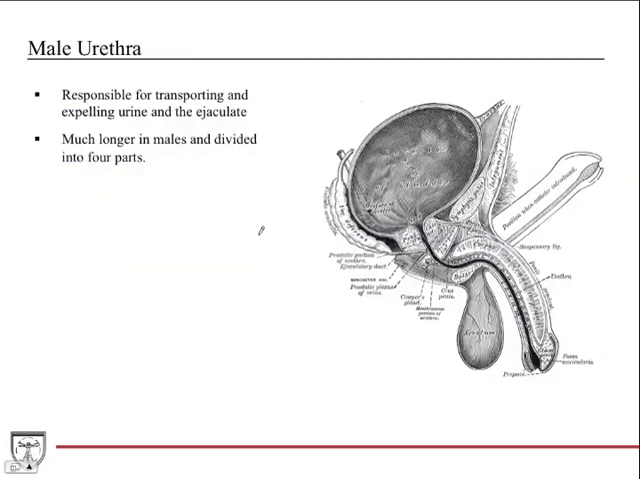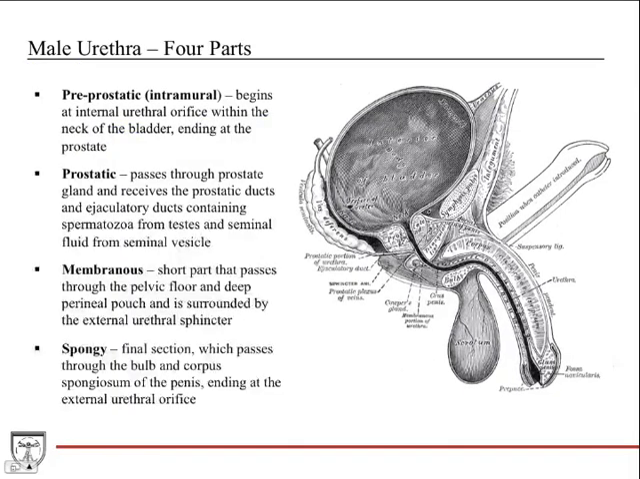Okay, so for the urethra, the most distal part of the urinary tract, we're going to go through it for the male first and then the female. In the male, it's responsible for transporting both the urine and the ejaculate. Many of the male reproductive glands converge on the urethra and release their secretions into the urethra to be expelled during ejaculation. Another important point is the urethra is much longer in males, and it has 4 different parts, which we'll go through. The first part is the pre-prostatic part.